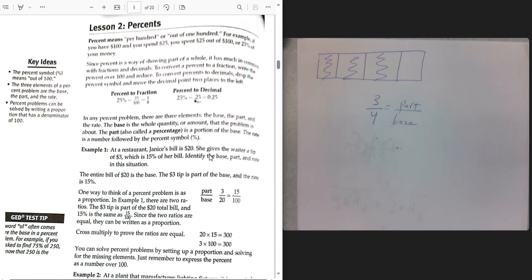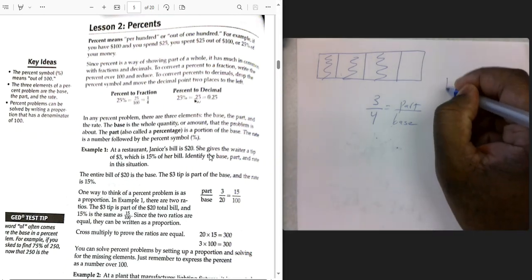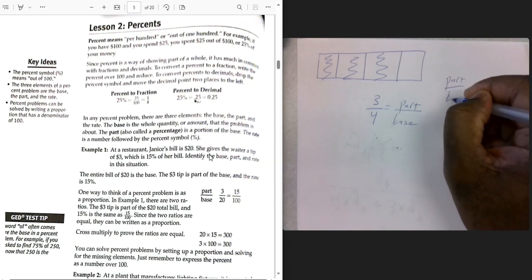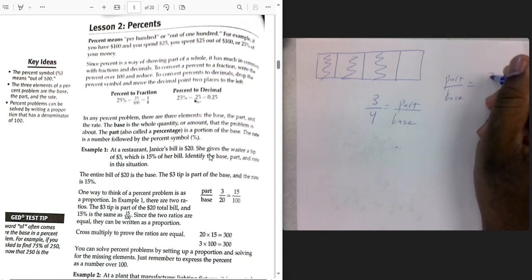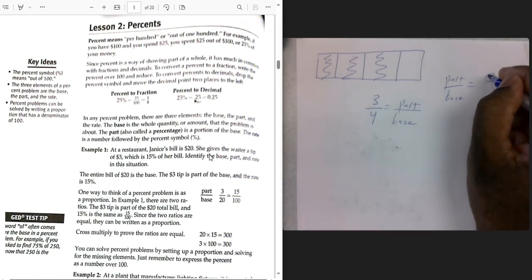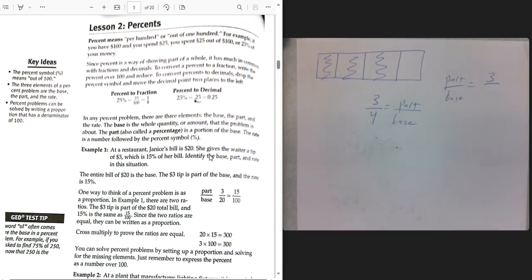So now, if we look back at example 1, it says Janice's bill is $20. She gives the waiter a tip of $3, which is 15% of her bill. Identify the base and the part. So if you look here, if we do part and base, we know the part is the $3 she gave as the tip. And then the base would be the $20 that her bill was. So it's $3 out of $20.